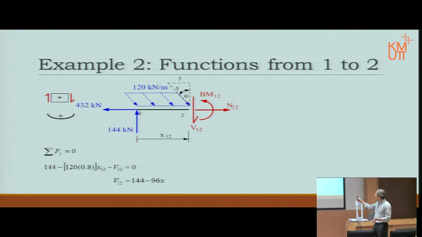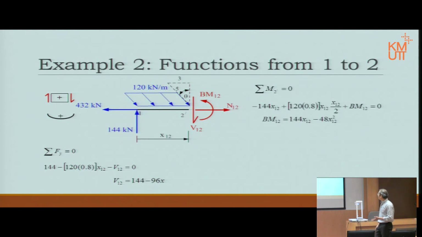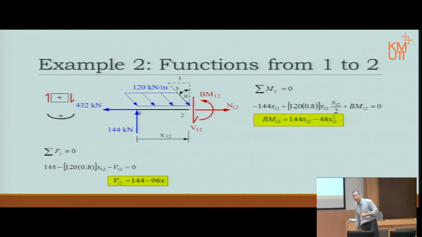Then sigma Fy gives us the shear force equation. This time we get an equation though. Okay. Then the bending moment, again an equation. This time notice the x square, meaning it's a parabola. Then notice that the shear force is a straight line function, the bending moment a parabola. So the shear force by concept should still be easier to draw than the bending moment.